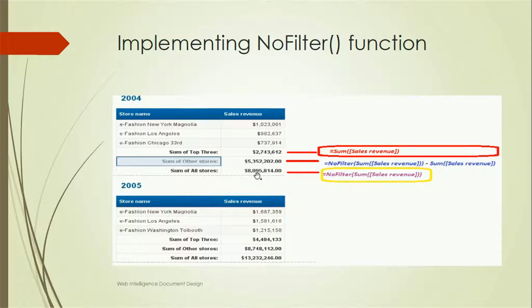Now if I want the sum for all the stores, I can simply say NoFilter, bracket, sum of sales revenue. That means override ranking, override filter, or ignore filter and ranking. I just need our total sales revenue, and that will come with this function. So this is the use of NoFilter.